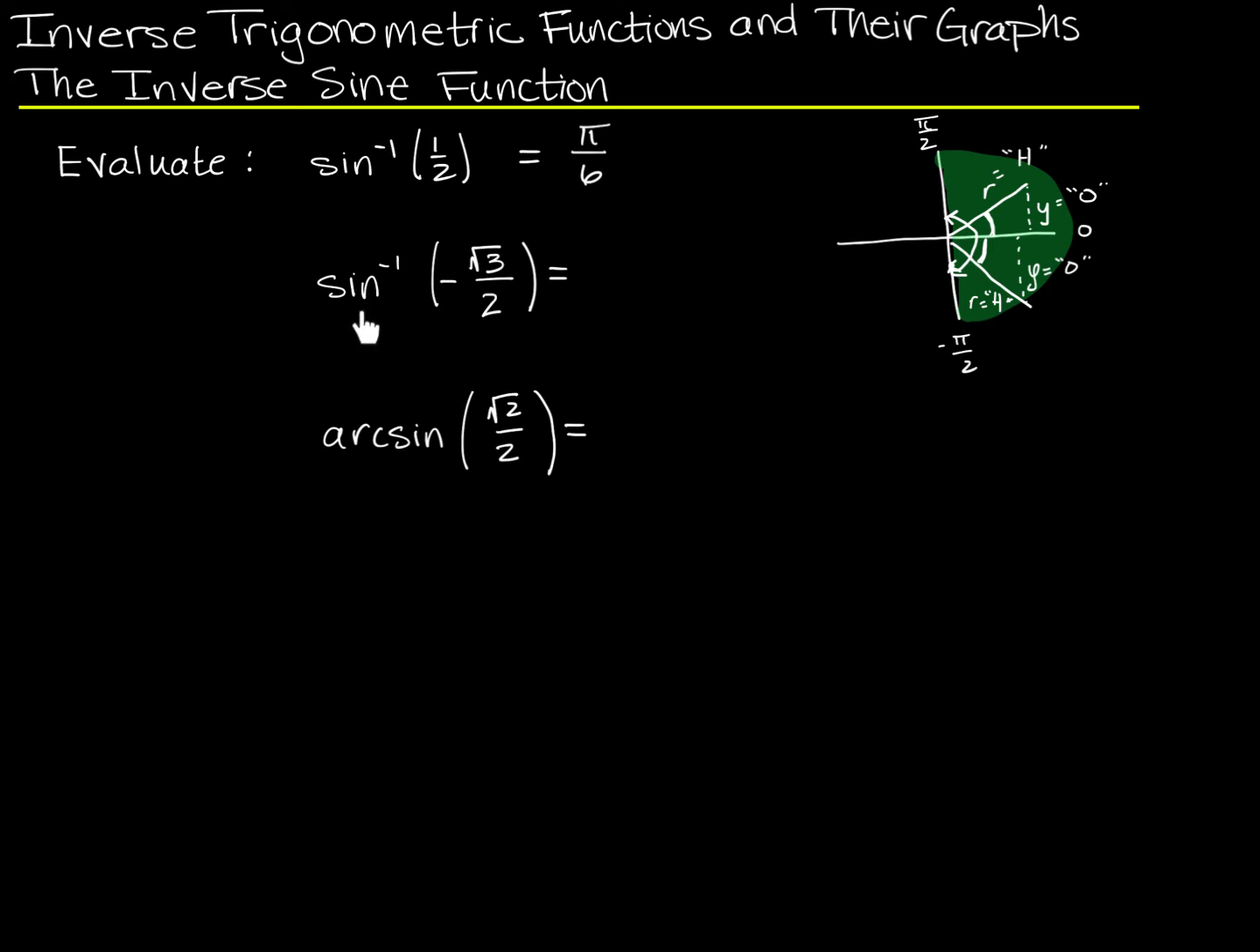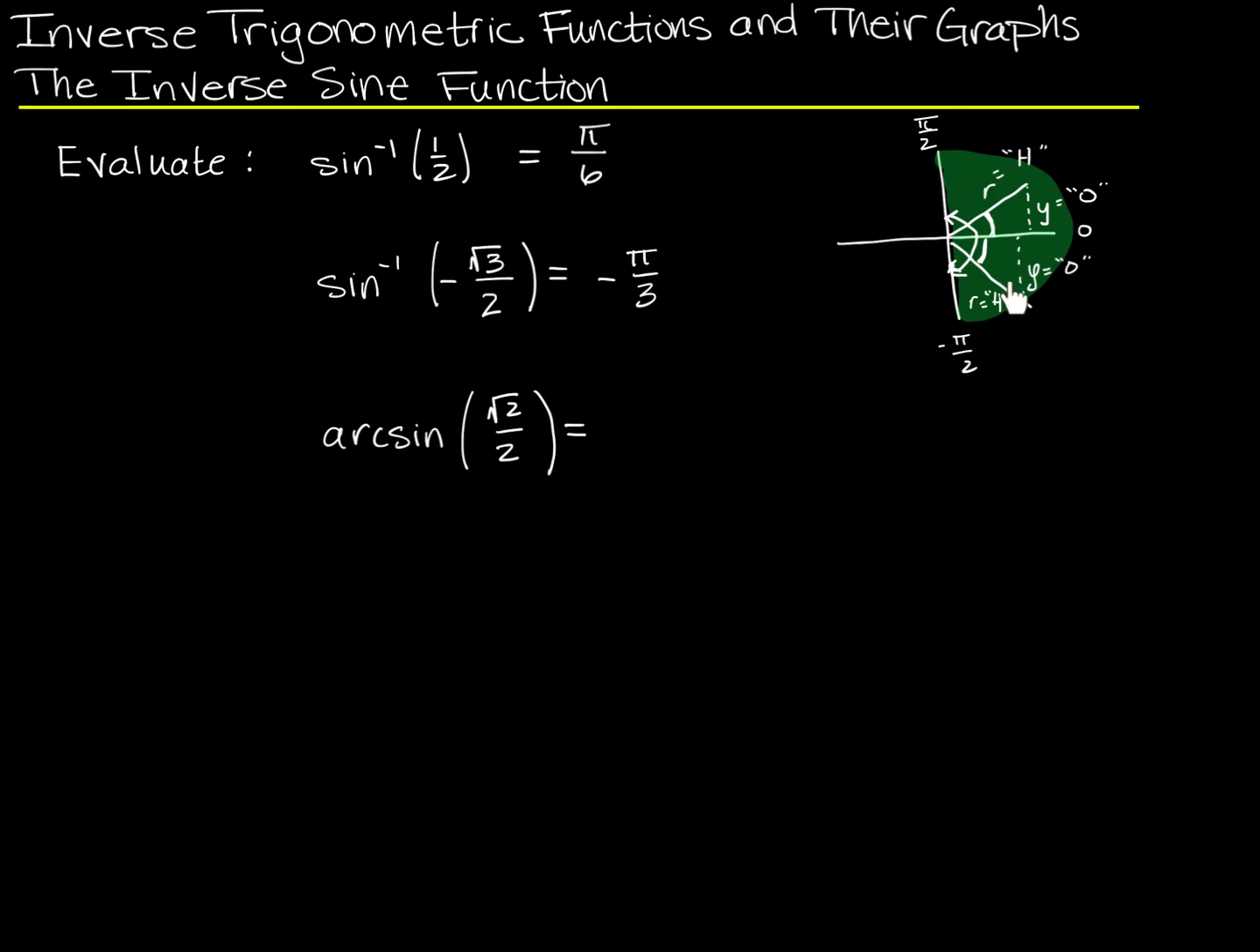The sine inverse of -√3/2. Well, the angle whose sine is √3/2 is π/3. But the angle whose sine is negative √3/2 has to be in quadrant 4. It has to be between -π/2 and 0. So now I am in quadrant 4. This is my reference angle, but I'm down here in quadrant 4, so it's going to be -π/3. Remember that sine is positive in quadrants 1 and 2 and negative in quadrants 3 and 4.